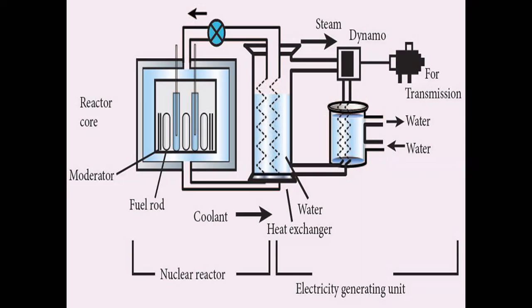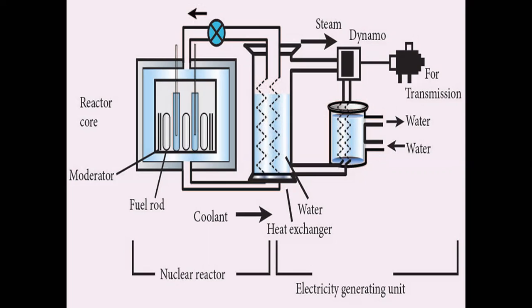So it is used to remove the heat energy in the reactor core. So this coolant is used to remove or carry away the heat. The steam is used to run a turbine in order to produce electricity. Water, air, helium. These are the coolant agents.